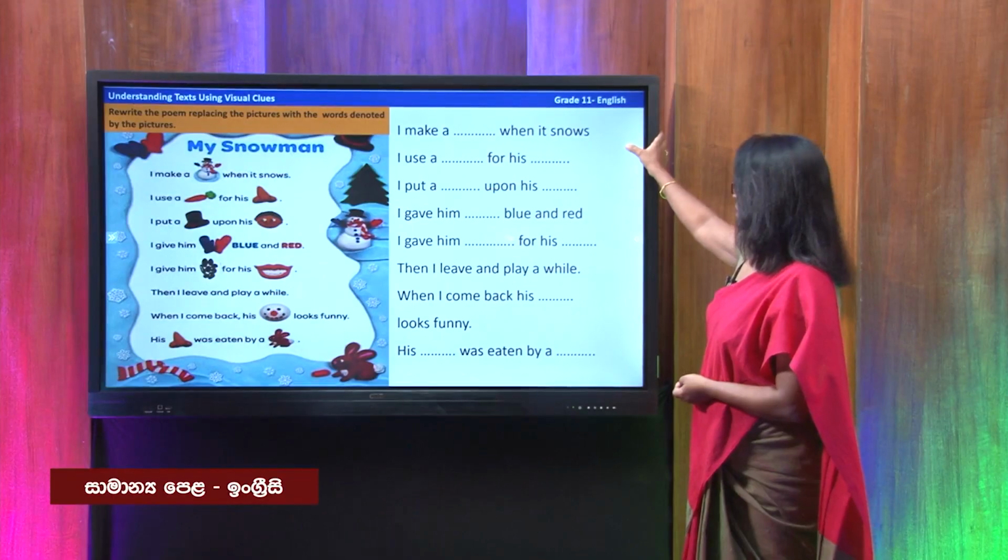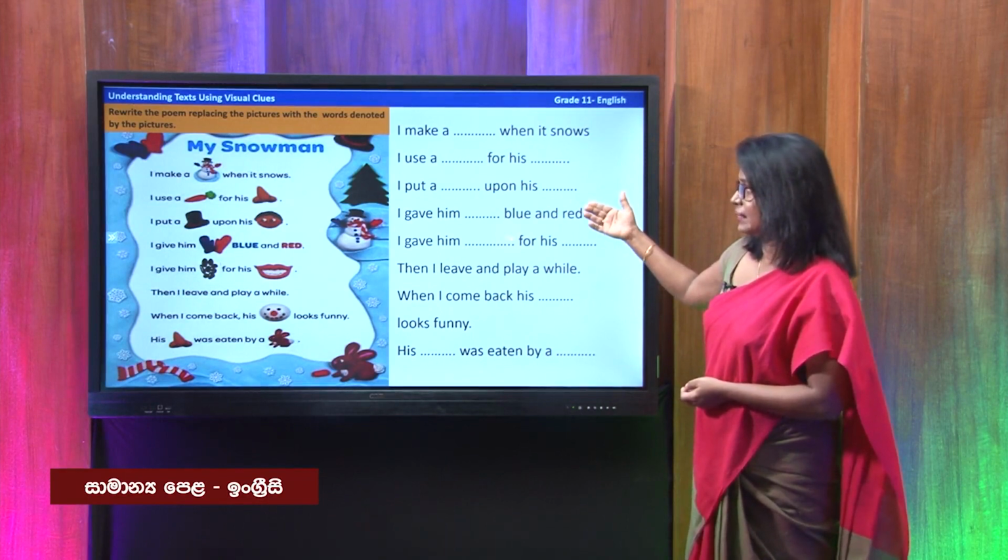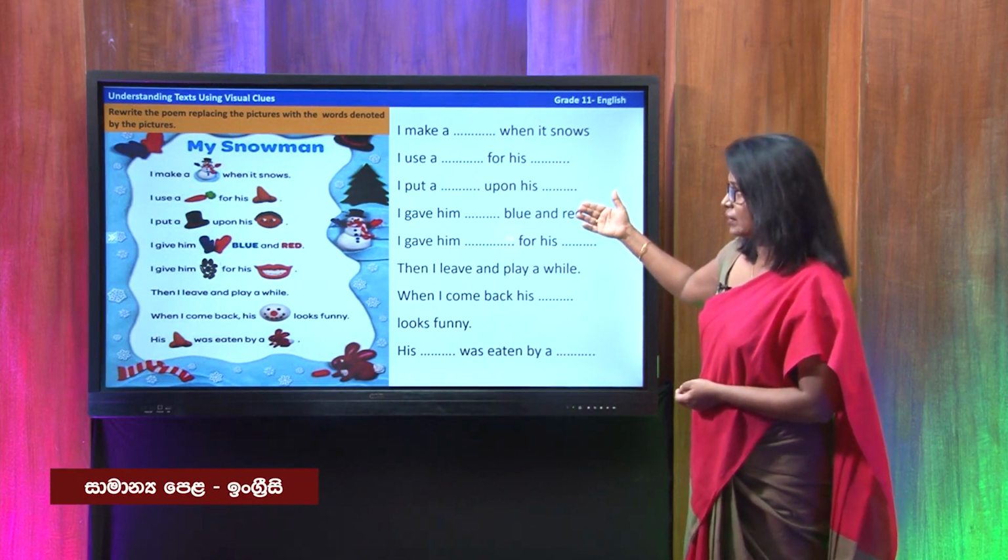Okay, children, now let's read the poem together. I hope you could do it very easily. Let's read the poem together.